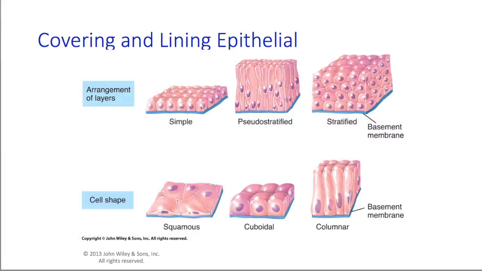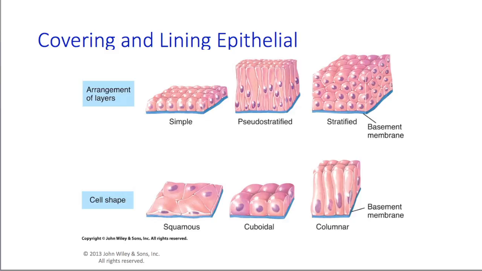Classification of epithelial tissue based on layers of cells. An arrangement of epithelial cells in a single layer is called simple epithelium. If epithelial cells are layered one on another, the tissue is called stratified epithelium.